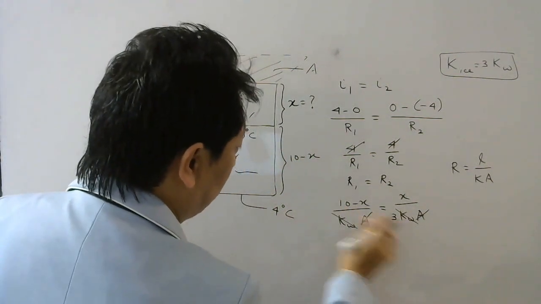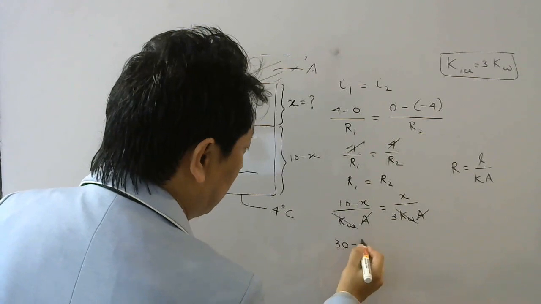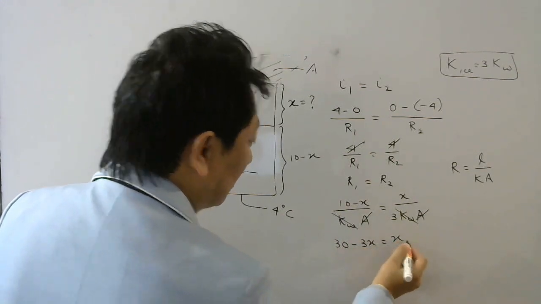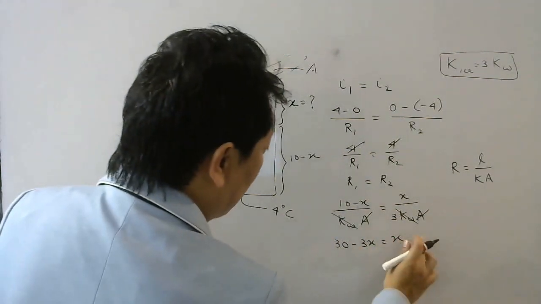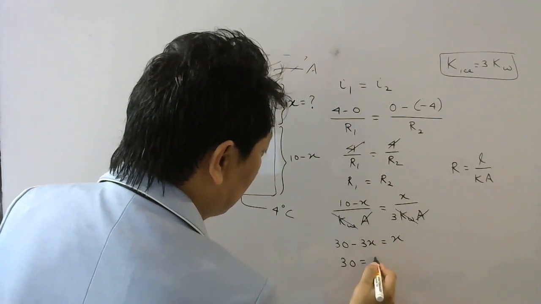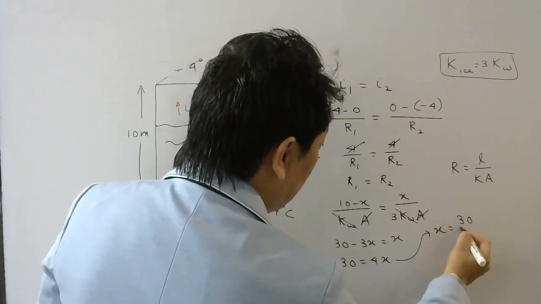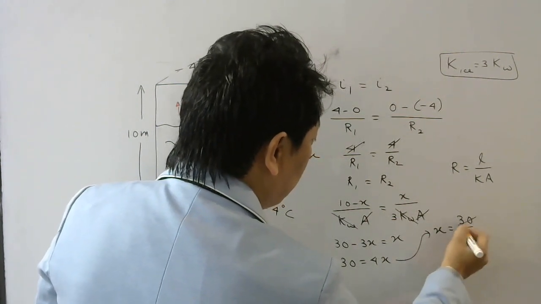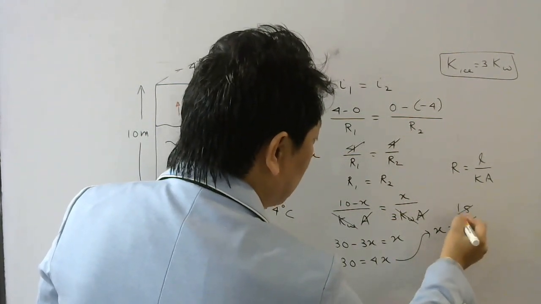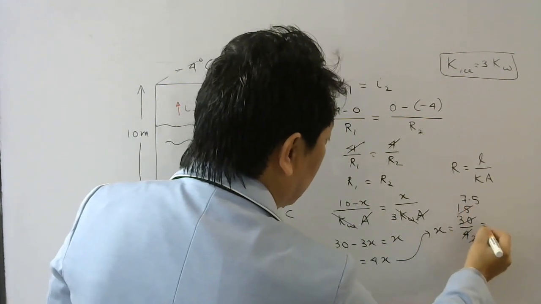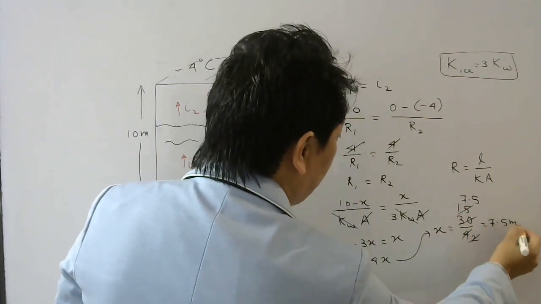So if you cross multiply, you will get 30 minus 3x equal to x, isn't it? Then if you take minus 3x this side, you get 30 equal to 4x. So from here x will be 30 by 4, which is 7.5. So the answer will be 7.5 meter, isn't it? Let's see the next question.